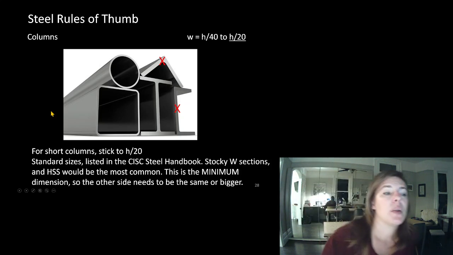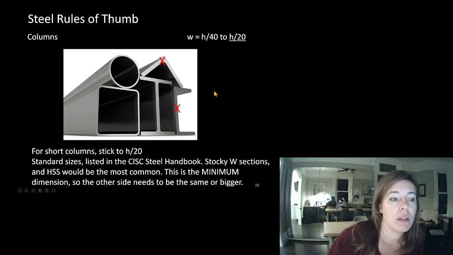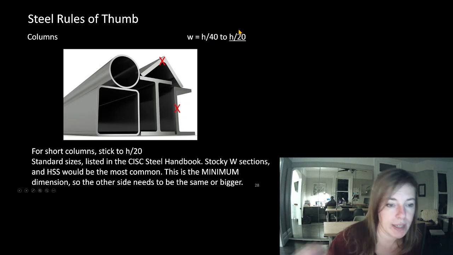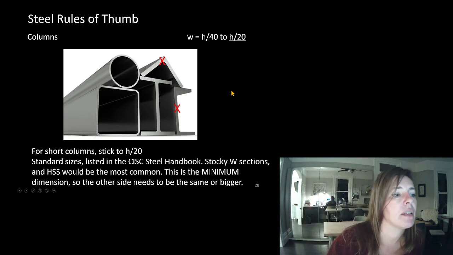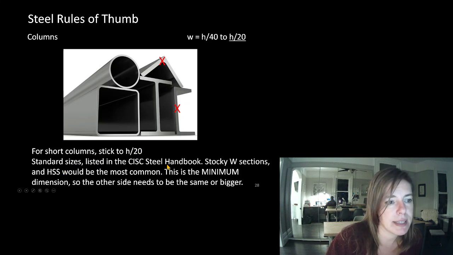Okay, columns. We would not use an angle or a channel as a column. You guys are going to use the h divided by 20. Don't even worry about h divided by 40. That's for some very weird specific things, but h divided by 20 is the sizing guideline you guys are going to be using. You heard it here first. All of your answers are based on it. For short columns, stick to h divided by 20, which are all the columns we're going to be talking about here. Standard sizes are listed in the steel handbook.